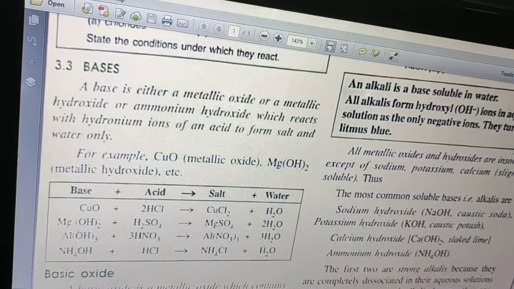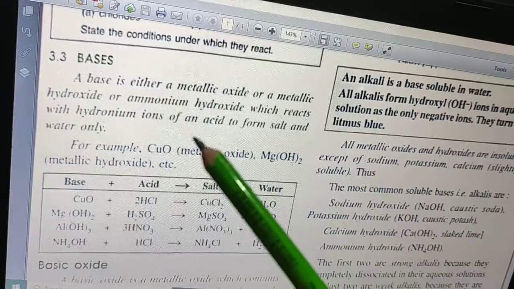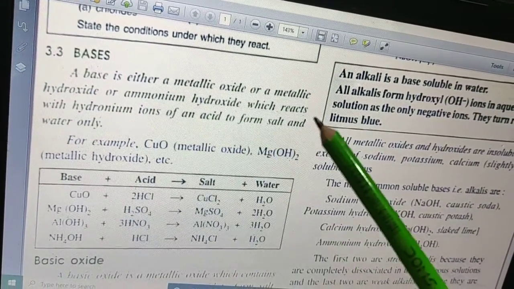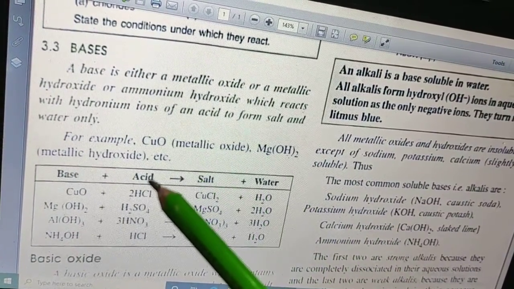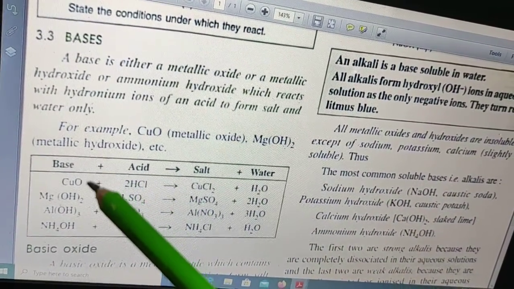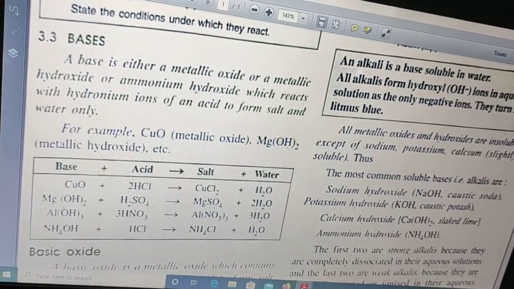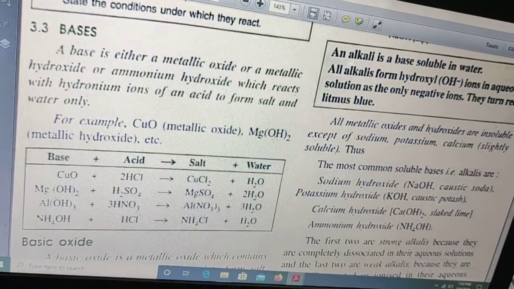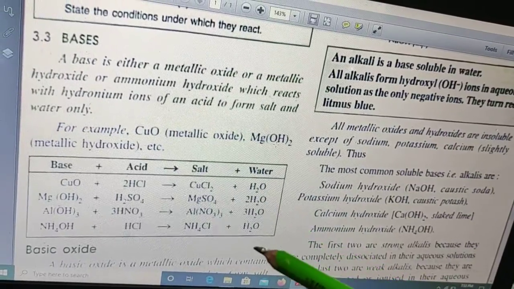A base is either a metallic oxide or a metallic hydroxide or ammonium hydroxide which reacts with hydrogen ions of an acid to form salt and water only. Now over here we can see the example of base: copper oxide, magnesium hydroxide, aluminum hydroxide and ammonium hydroxide. If this reacts with the acid, they're going to form salt and water.